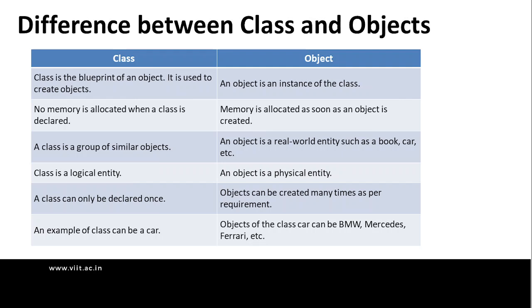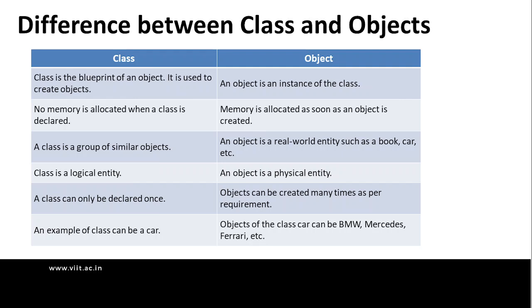Memory is not allocated when a class is declared. While you are writing a class in a notepad, text editor or any IDE, memory will not be allocated. But memory is allocated as soon as an object is created, meaning when the class is in execution, it is represented as an object and the object will be allocated some memory. A class is a group of similar objects.